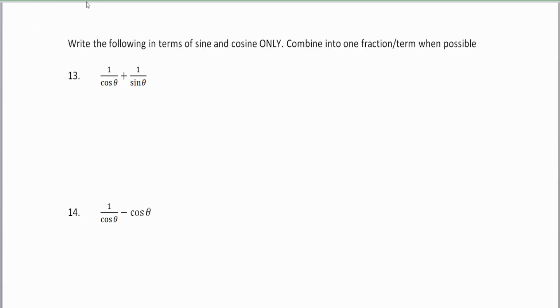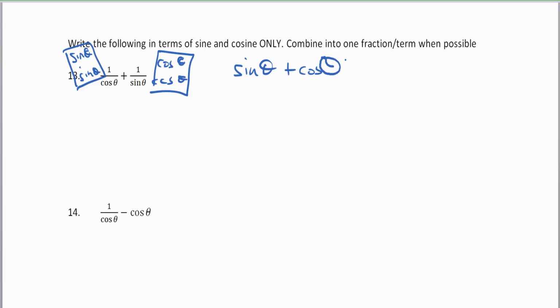So you literally can do so for problem 13 by getting a common denominator of cosine sine by multiplying the first one by sine over sine and multiplying the second one by cosine over cosine. So this means that this sine theta times 1 is sine theta, and this cosine theta times 1 is cosine theta, okay? And we're going to divide this by sine theta cosine theta.